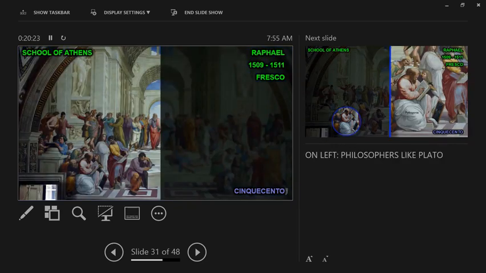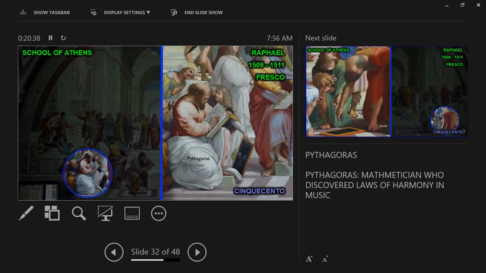So on the left, we have all the philosophers that are in agreement with Plato or that think like Plato. And then down in the lower left, we have Pythagoras, your favorite philosopher. A couple years ago when I showed this, everybody in the class groaned because they're dealing with Pythagoras in their math classes and they're having a hard time of it.